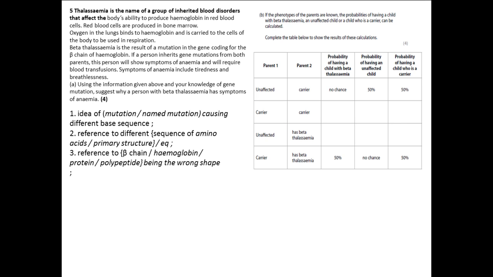haemoglobin. So therefore, there's a mutation or essentially a change in the base sequence of the genetic material. This obviously gives you a different primary structure of the amino acids, and therefore you can refer to the beta chain being the wrong shape or it not fitting, something of that nature, or referring to the tertiary shape of the beta chain not being correct.